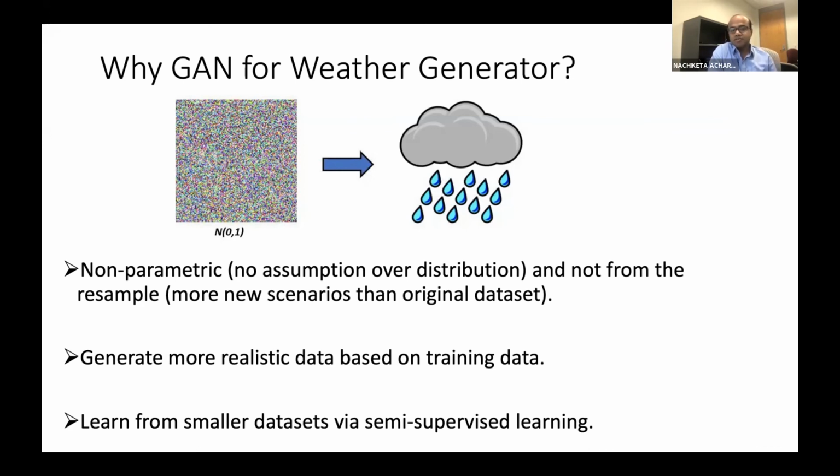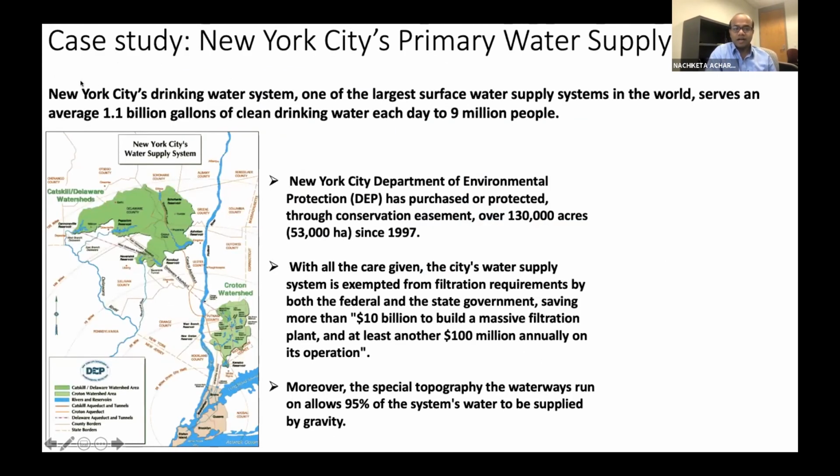So that's why we use GAN, and also it's very realistic because it's used in different media, like image processing, and the images look very real. So we're expecting more realistic data. And it also works for smaller data sets because it's semi-supervised learning, so it can work even if we have a smaller number of data. On that note, we can look at a case study.